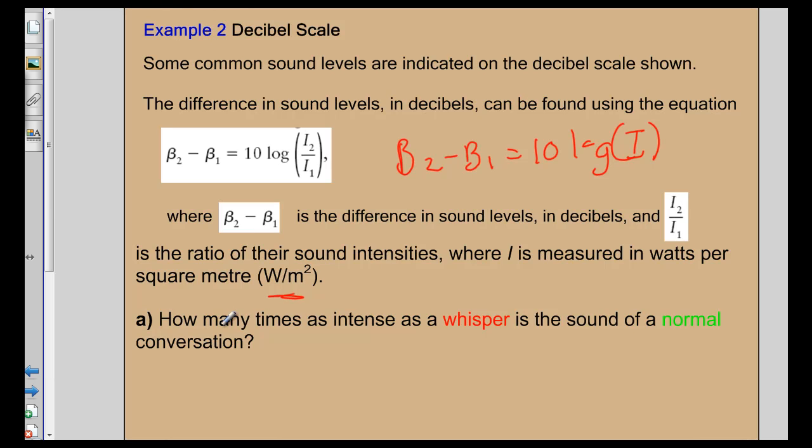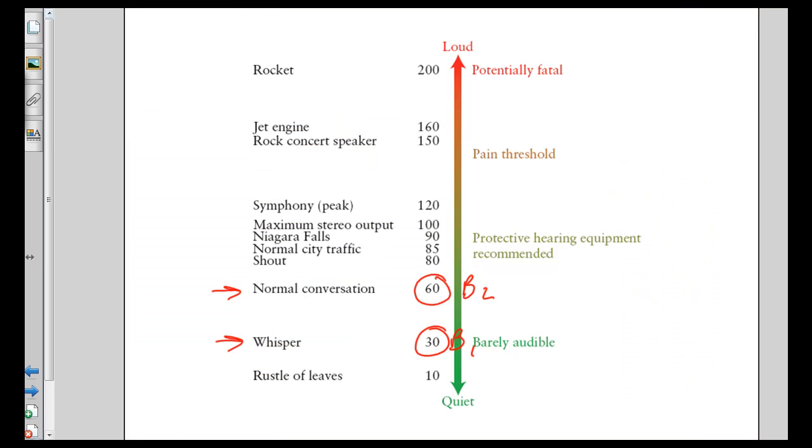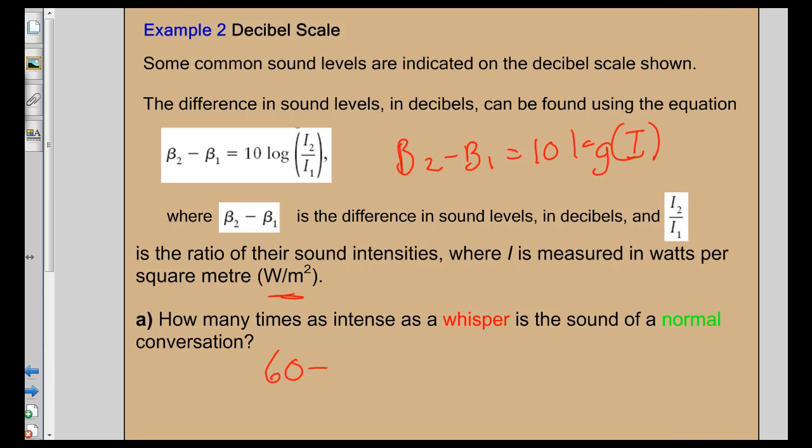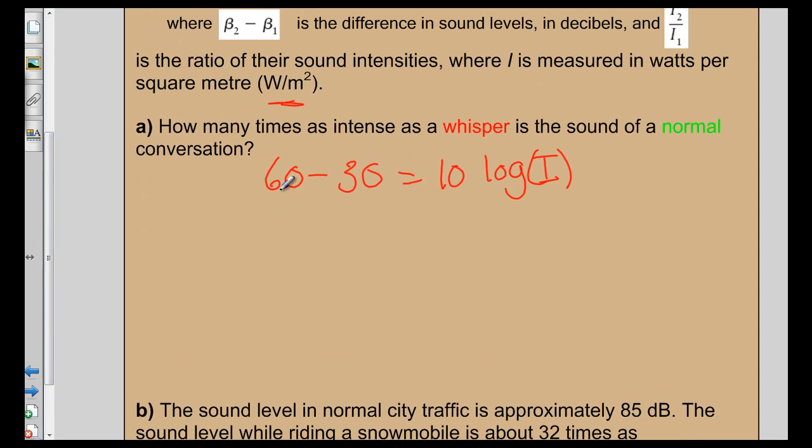So if we go back to this question now, I'm going to substitute 60 in for B2 minus the intensity of the whisper, which was 30, and begin to solve for the intensity. So how many more times is intense? So we had 10 log of, I'm just going to put I. 60 minus 30 is 30. Divide both sides by 10, and 3 is equal to the log of I.